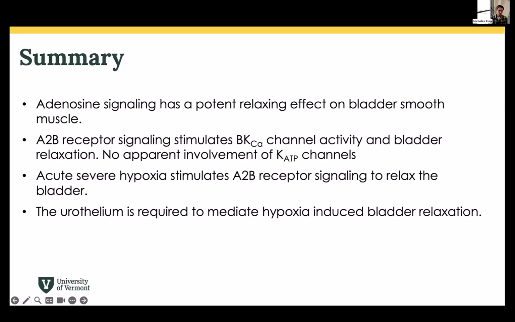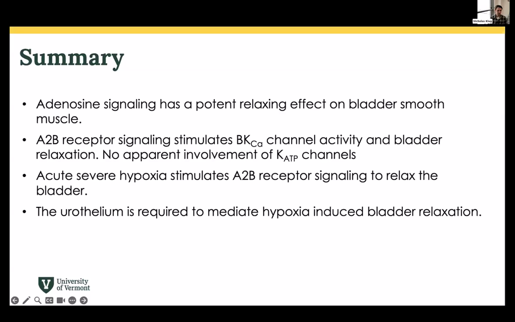So the summary for what I've shown you is that adenosine signaling has a potent relaxing effect on bladder smooth muscle cells, that the A2B receptor signaling can stimulate BK channel activity, and that increased BK channel activity causes bladder relaxation. The surprising effect, at least to me, was that there was no involvement of the KATP channels, even though they're there. We figured that they should be sensitive to PKA, but they weren't with this adenosine paradigm.